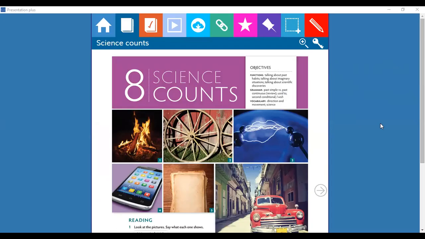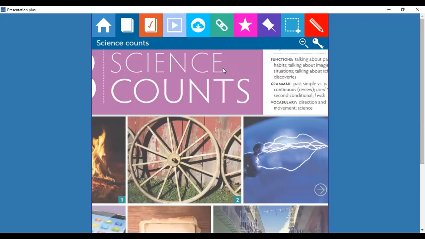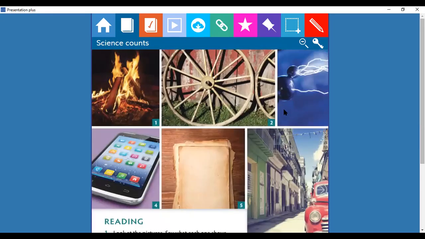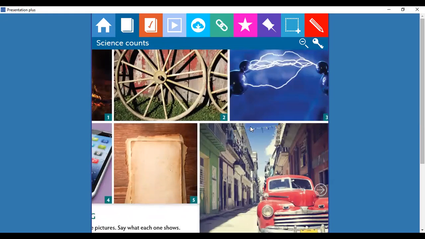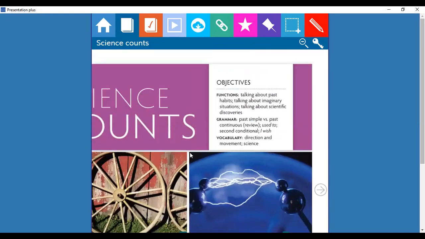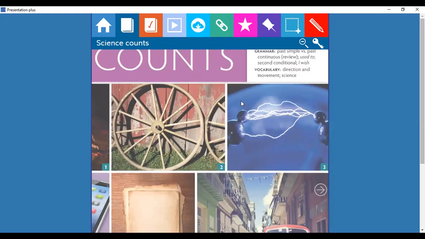Alrighty, so we are here on a new semester. We are here again with new challenges, and this semester we're going to have new units, and the first unit we're going to deal with is unit number 4. In the book it says unit 8, but for us it's unit number 4. It's called Science Counts, and as you can see, it talks about scientific things. We can see some inventions, we can see some discoveries, and we're going to talk about that today, about inventions, vocabulary, etc.